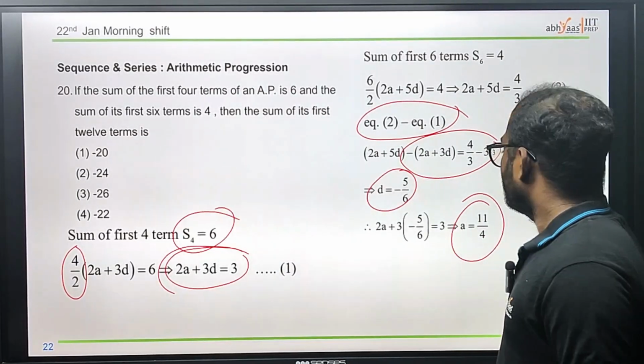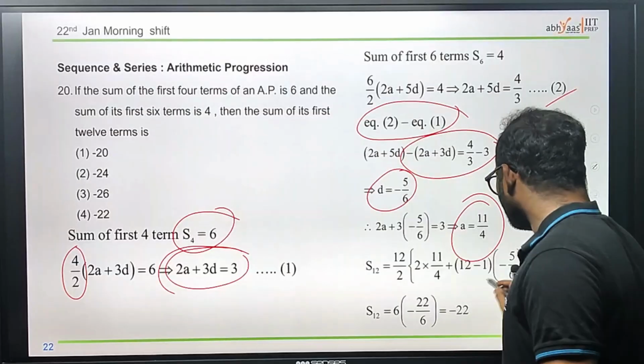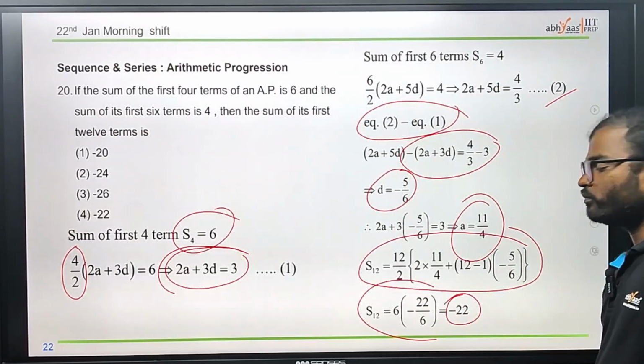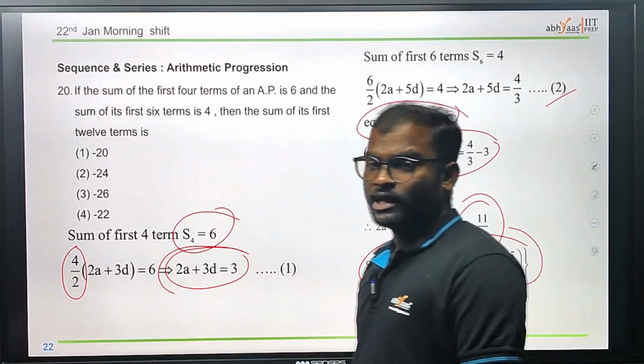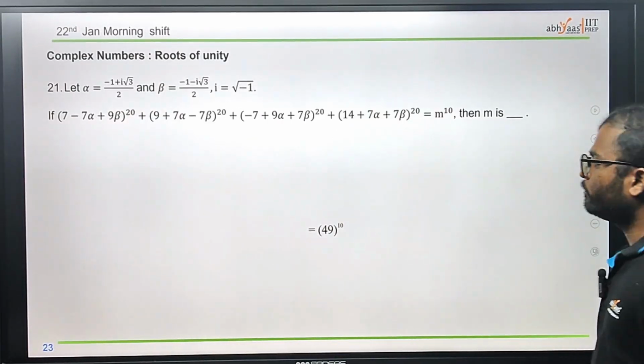Now we just have to substitute those values in S12. Now we got S12 as minus 22. This is a simple question, we just have some calculations. 4 is the answer. Now we move on to the next question.